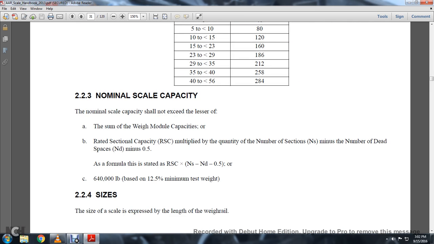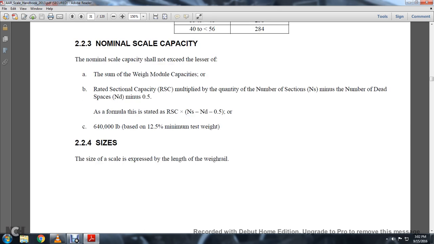2.2.3 Nominal scale capacity. Nominal scale capacity should not exceed the lesser of the weighing mode capacity, or the rated sectional capacity multiplied by the number of sections, divided by the number of dead spaces minus 0.5. The formula is the rated sectional capacity times the number of sections divided by the number of dead spaces minus 0.5, or 640,000 pounds based on a 12.5 minimum test weight.